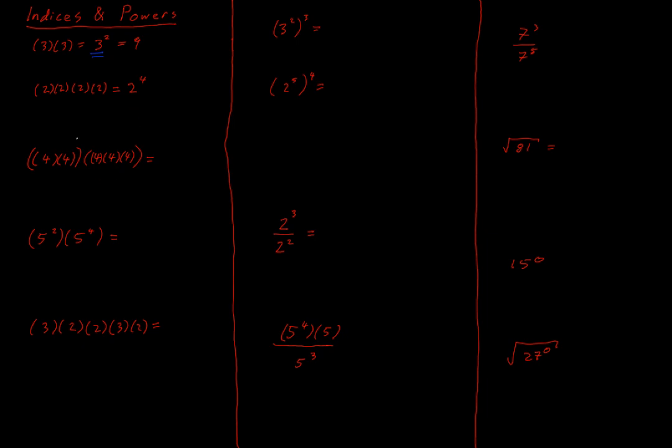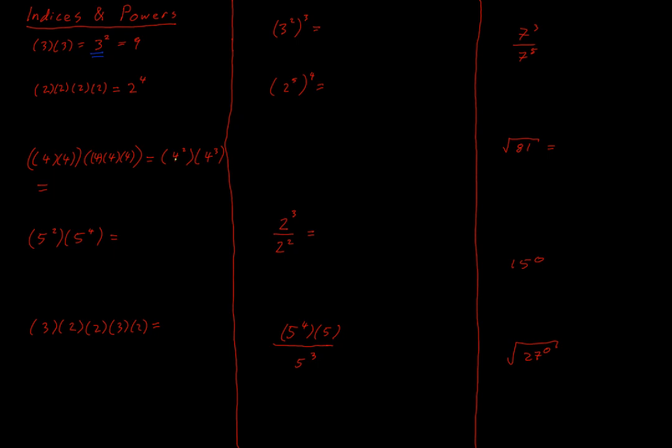Now we can combine this type of thing into different styles of questions, which is what we're going to do now. So here I have 4 multiplied by 4, and that is all multiplied by 4 multiplied by 4 multiplied by 4. So if I take each of the bigger brackets, I have 4 multiplied by 4 would be 4 to the power of 2, which we often call 4 squared. And 4 multiplied by 4 multiplied by 4 would be 4 to the power of 3, which we often call 4 cubed.